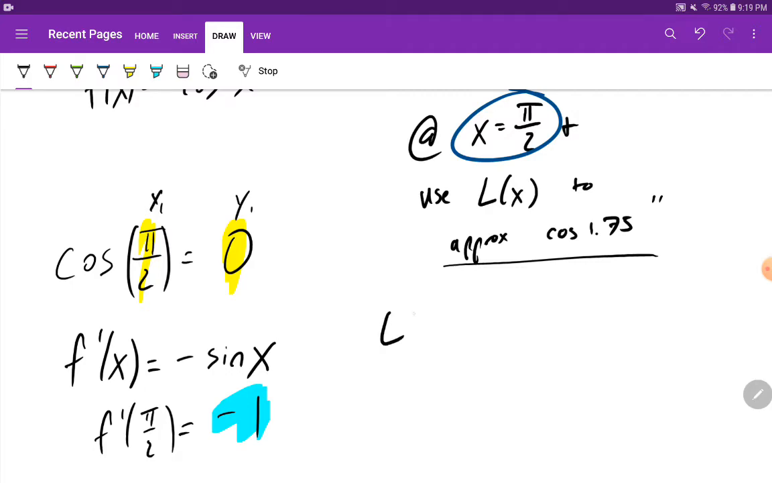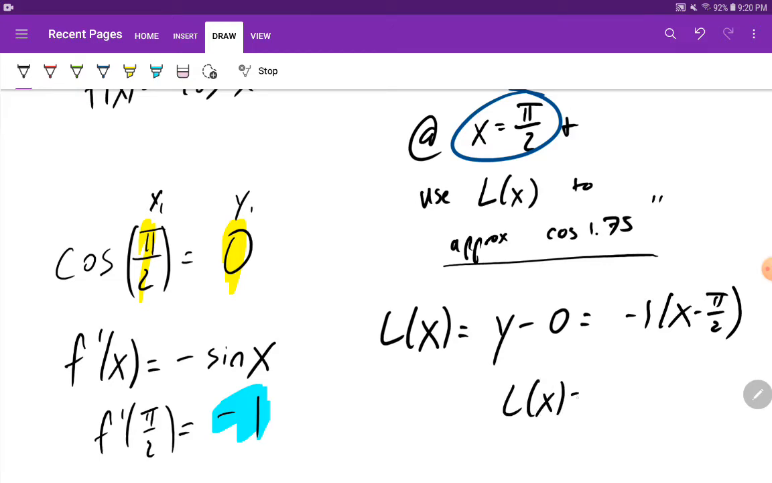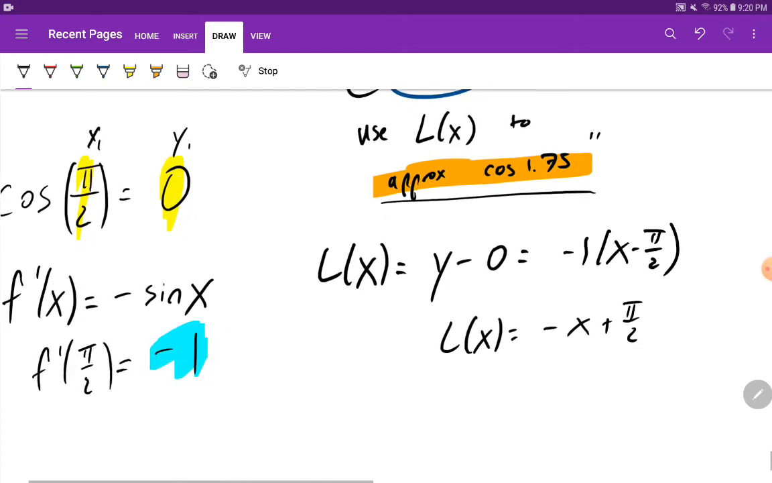So let's find L of x. L of x is going to be y minus 0 equals the slope times x minus pi over 2. Beautiful. I like that 0. It makes the equation very simple here. L of x is just going to be negative x plus pi over 2. This is my approximation function. And what we want to approximate is cosine of 1.75, so I need to plug in 1.75.